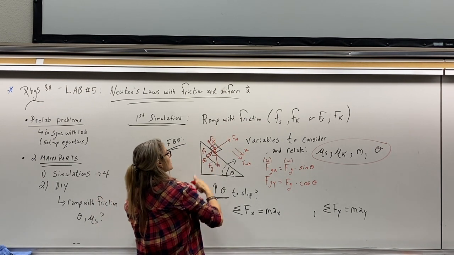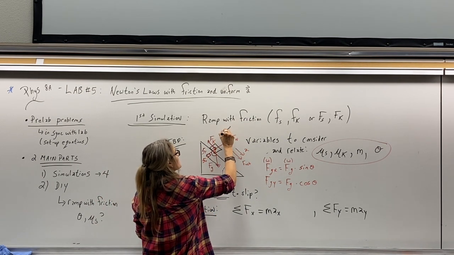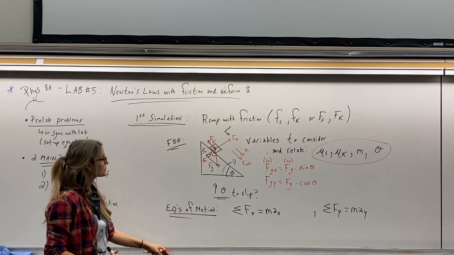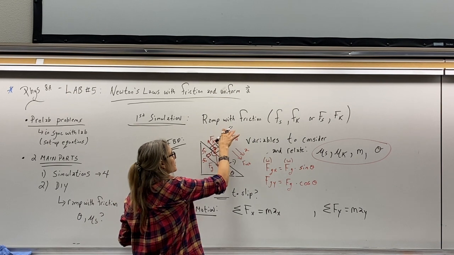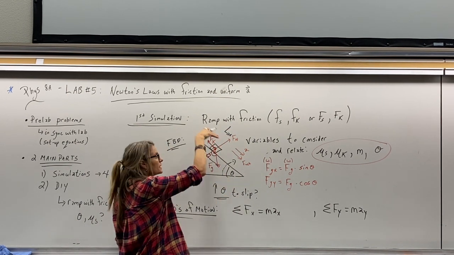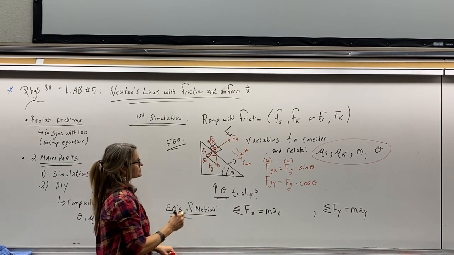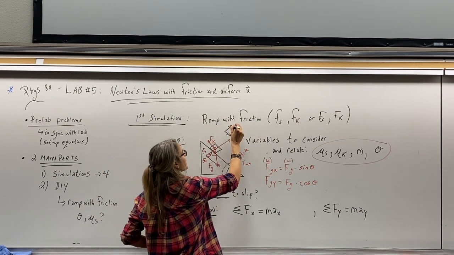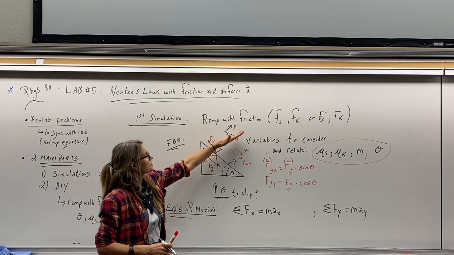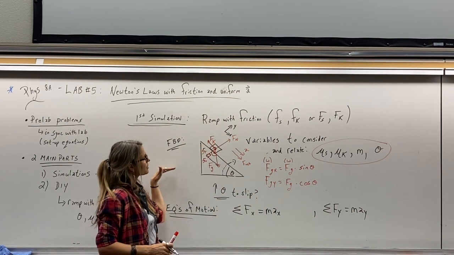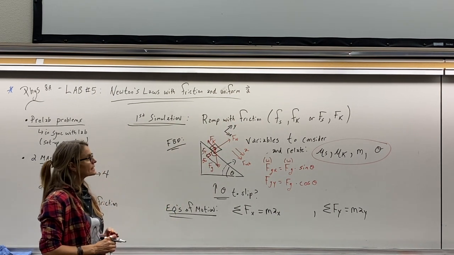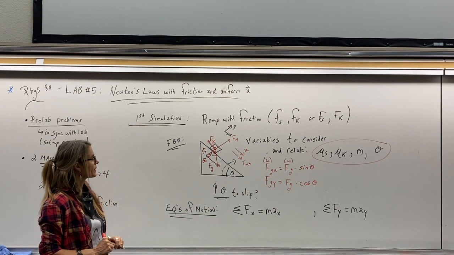So I'm going to align my x-axis parallel to the ramp plane. Okay, so that way this is my x direction, all my force component vectors in the x direction. And then I'm going to align my y orientation with the normal force, so all my y component vectors will be aligned along this y direction, and it makes it easier to do the equations of motion that way.